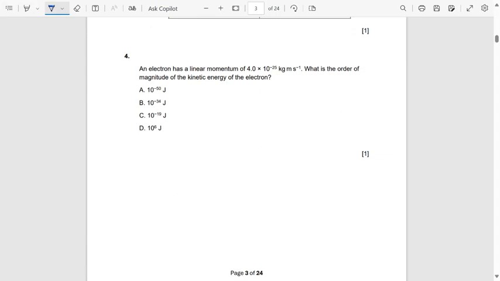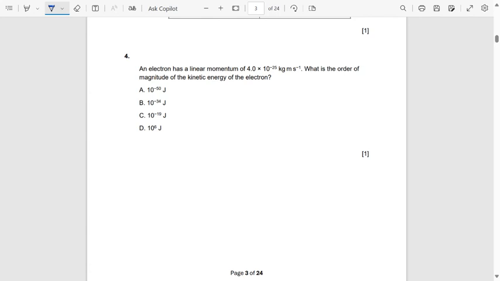Question 4 is an order of magnitude. I'm actually going to take you through the specific calculations. If you're a bit faster than I am at maths, it's perhaps that you don't need this bit, and you can stick with the orders of magnitude. But I'm going to actually take you through the proper calculation.